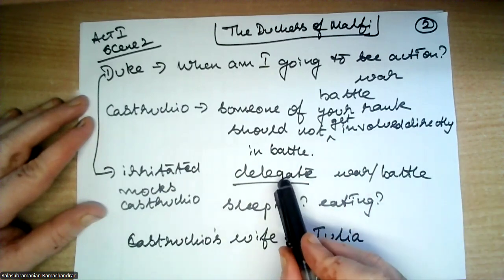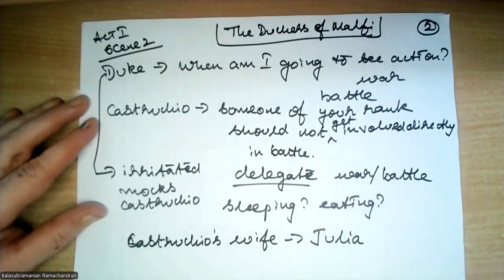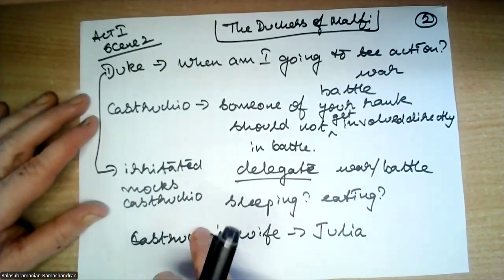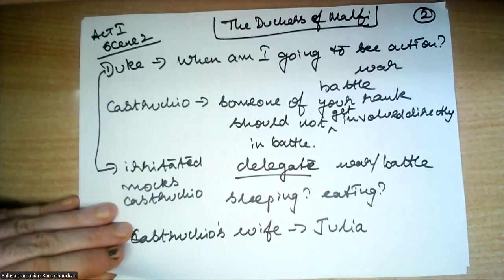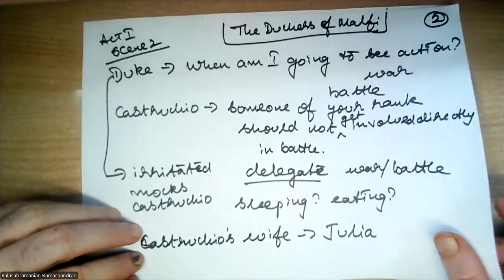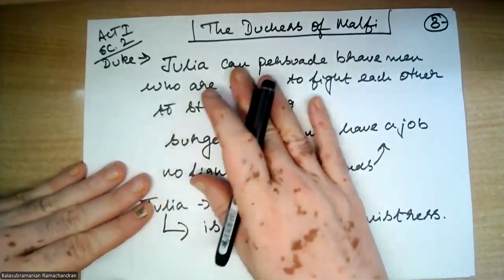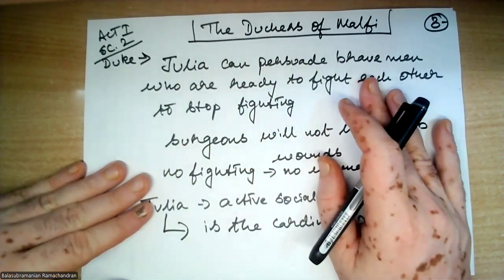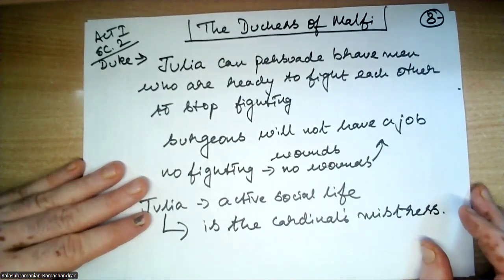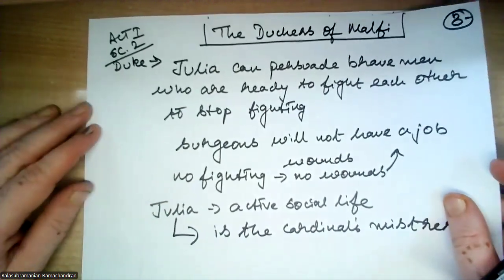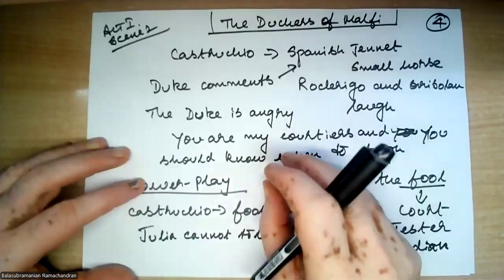And he says, look, if I'm going to delegate going to war and going to battle, then it's better I delegate sleeping and eating also. Which actually is the delegation you have done. You have given your wife to someone else. That's what he means. Actually, that's a very bad comment, but that's what he means. And unfortunately, Castruccio's wife Julia is leading a very active social life, and comments about her are made which are not in very good taste. But anyway, it's also revealed that Julia has a very close relationship with the cardinal because she is the cardinal's mistress. And the topic moves on to Castruccio's horse, a Spanish genet.